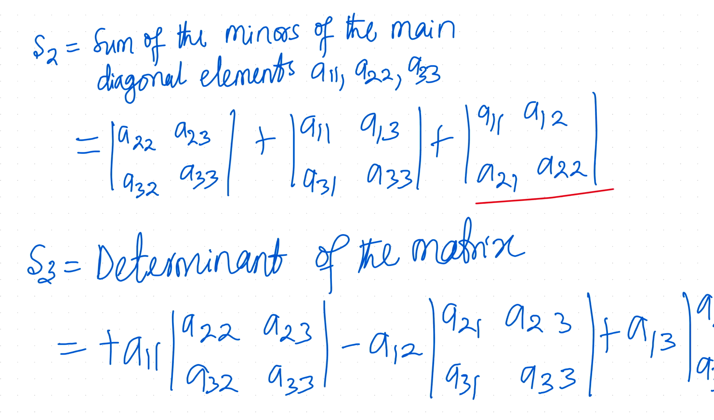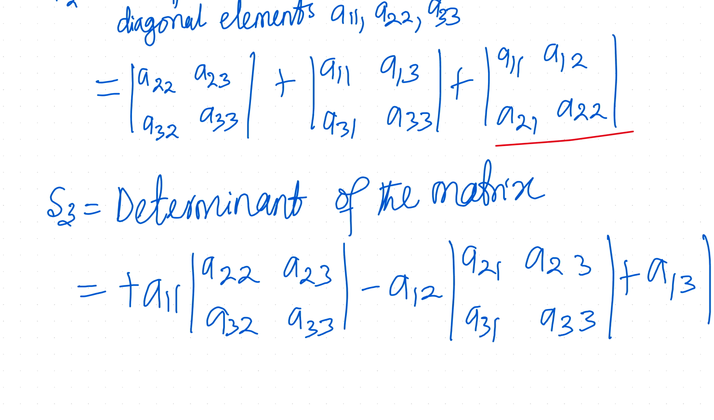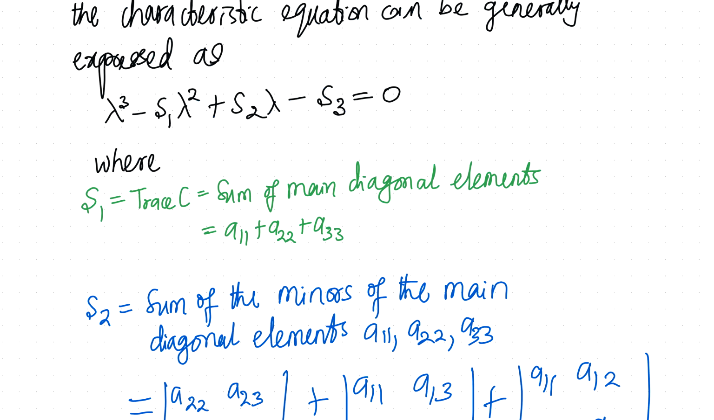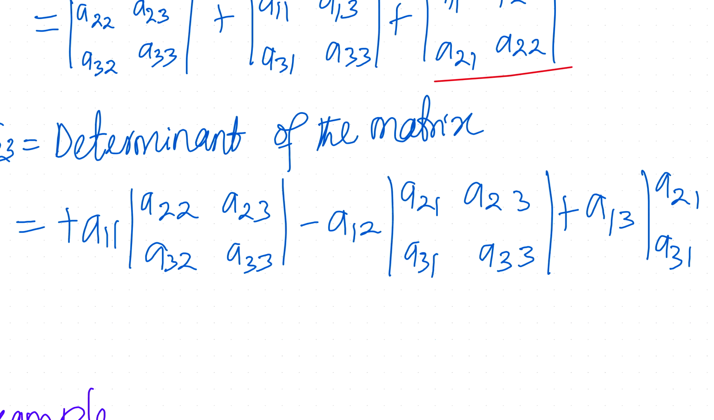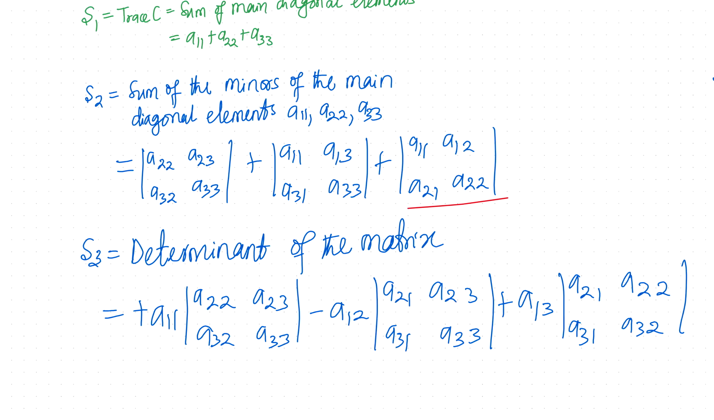Then what about S3 now? Don't forget the expression is lambda cubed minus S1 lambda squared plus S2 lambda minus S3. So S3 is now the determinant of the 3 by 3 matrix. Of course, we have found determinants several times. So for that matrix, A11, A12, A13, A21, A22, A23, A31, A32, and A33, what's the determinant?